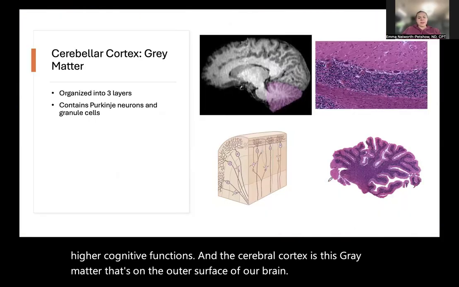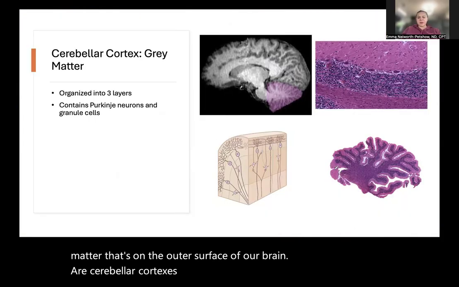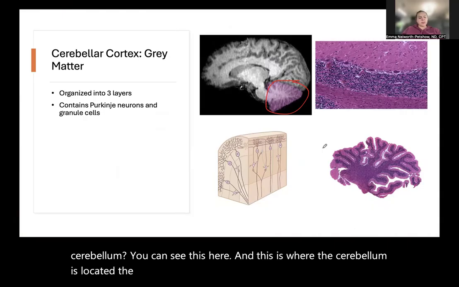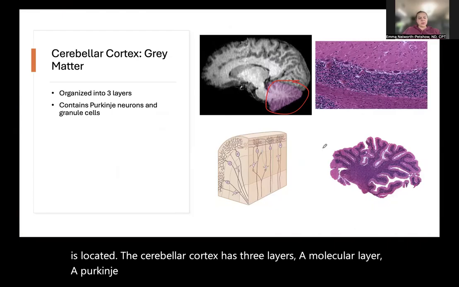Our cerebellar cortex is also located on the outer surface of the cerebellum. We can see this here, and this is where the cerebellum is located. The cerebellar cortex has 3 layers: a molecular layer, a Purkinje layer, and a granule cell layer.